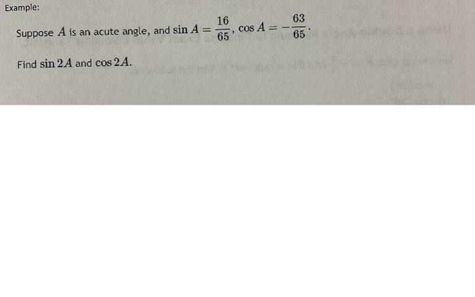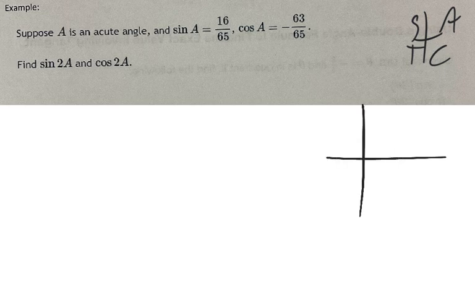Oh, so it's probably in the 4th quadrant. I doubt it because in the 4th quadrant, no. Let me try again. 2nd quadrant. It is in the 2nd quadrant. I agree. This has to be in the 2nd quadrant because sine is positive, cosine is negative. It's the only quadrant that happens in. So I'm going to draw it in the 2nd quadrant.